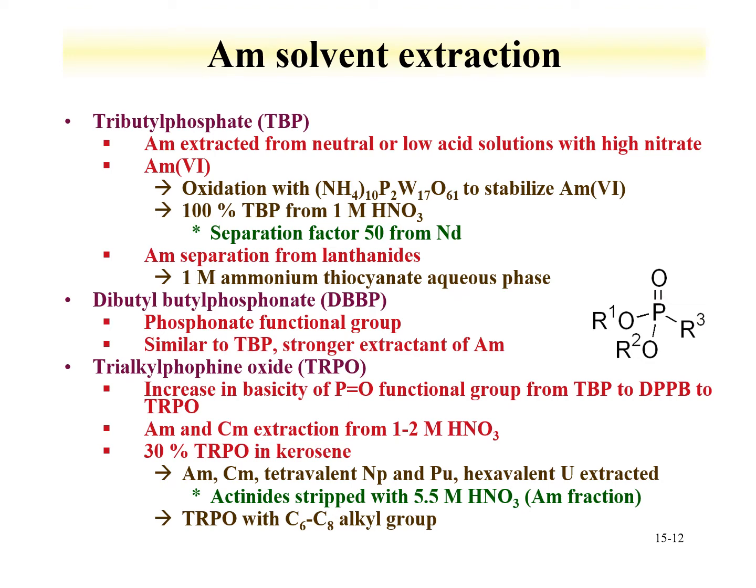Americium and curium are extracted from 1 to 2 molar nitric acid with this ligand. And studies have shown with 30% TRPO in kerosene, americium, curium, and the trivalent, tetravalent neptunium, plutonium, and hexavalent uranium can be extracted. And these were done with C6 and C8 functional groups on the TRPO.